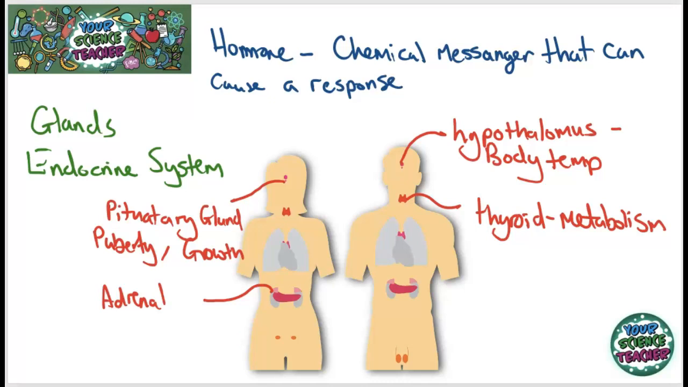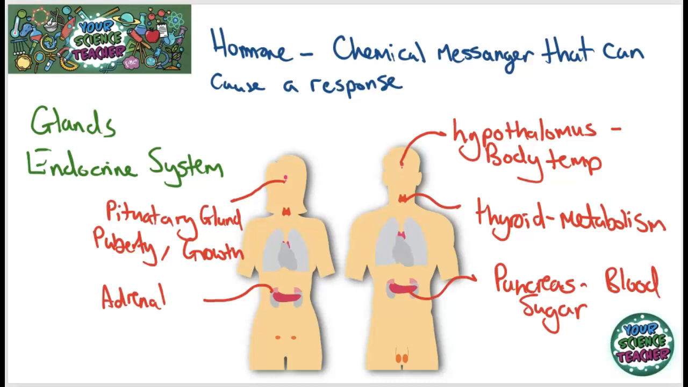And below the adrenal gland, we have the pancreas, and the pancreas is, of course, in charge of controlling blood sugar levels. And it produces that hormone insulin, and we'll look at that in a bit more depth.